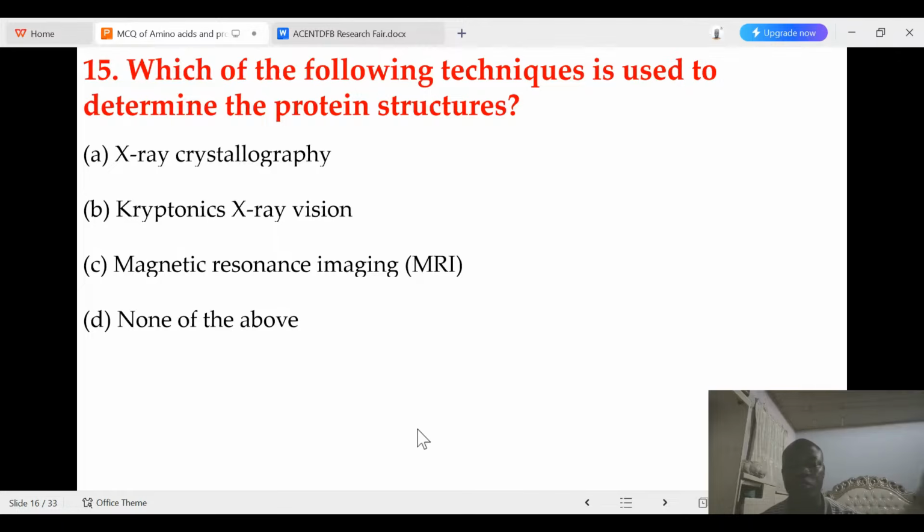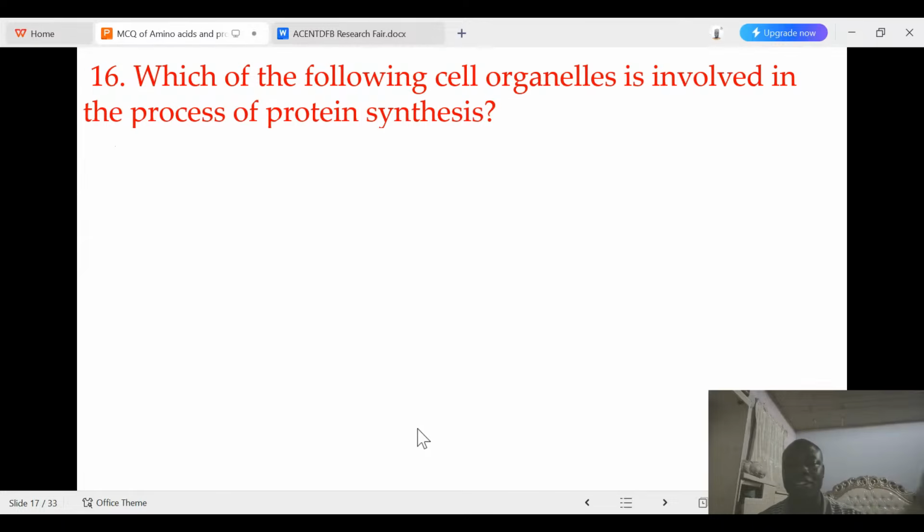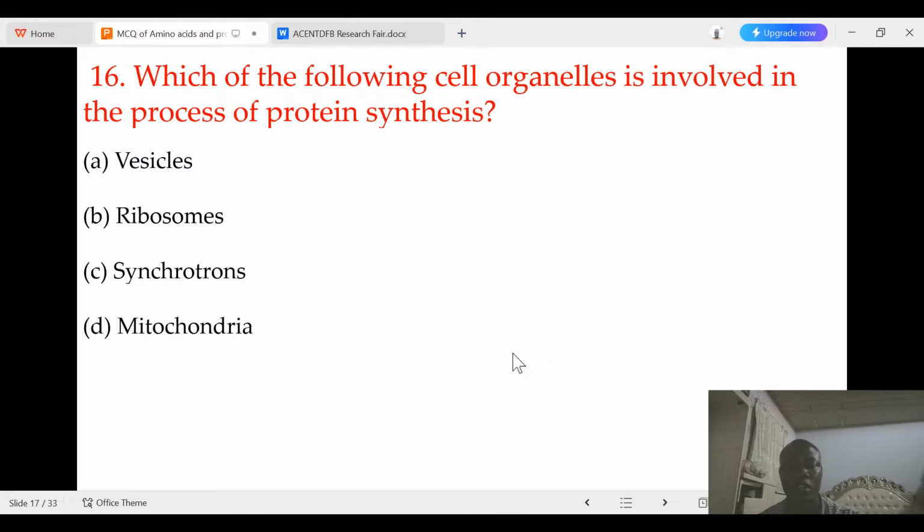So let's move to question 16. Which of the following organelles is involved in the process of protein synthesis? A. Vesicles. B. Ribosomes. C. Sucrotrophs. D. Mitochondria. So which of the following organelles of the cells is used in protein synthesis? So how do we synthesize protein?